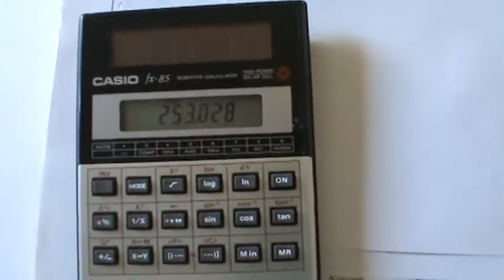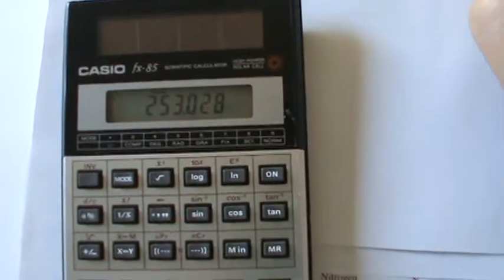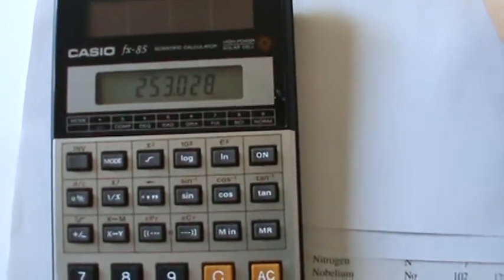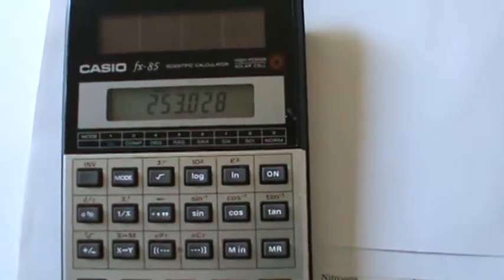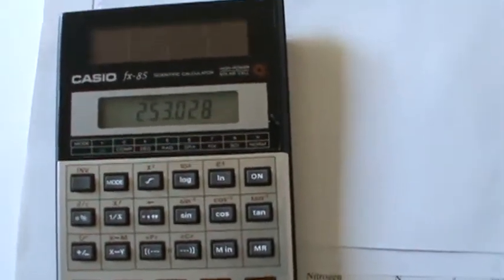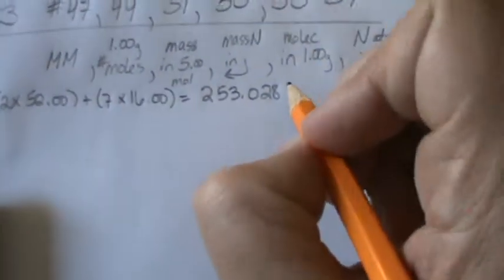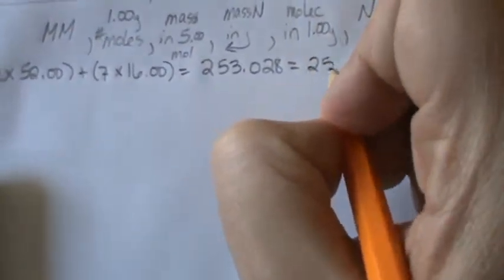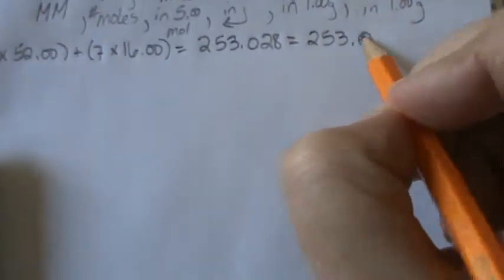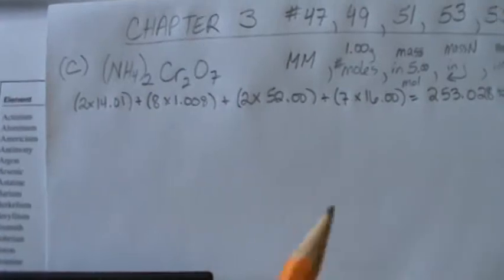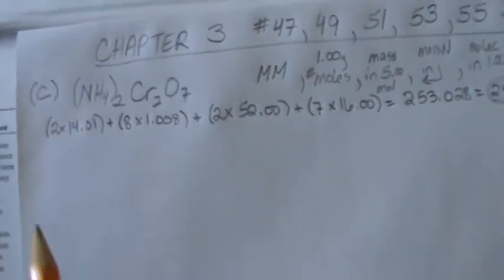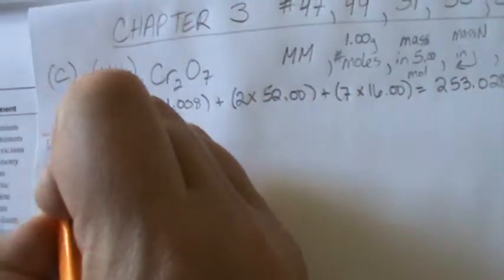When I punch all that in, this gives me 253.028. I can only have 4 significant figures, so this gives me a molar mass of 253.0 grams per mole. Okay, so that part was 47. Now let's do part C for 49.